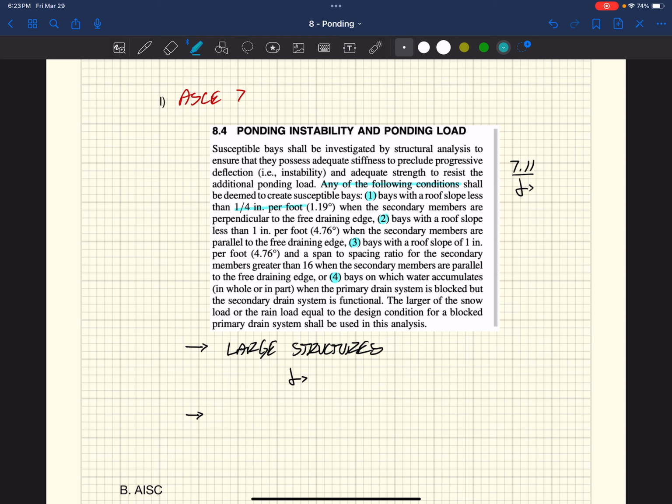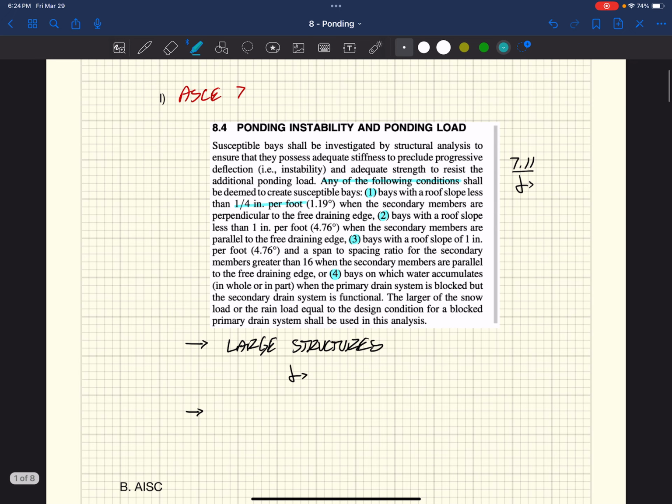So what a lot of times happens is 30 pounds per square foot, which is the state minimum in Montana, is enough water to where it's going to control over this ponding issue. And I think that's probably why the ponding is really something that doesn't necessarily get checked that often, even rain loads, for instance. So, for rain loads, if we looked at rain loads, it's in chapter 8 here, where this ponding instability and ponding loads come from.